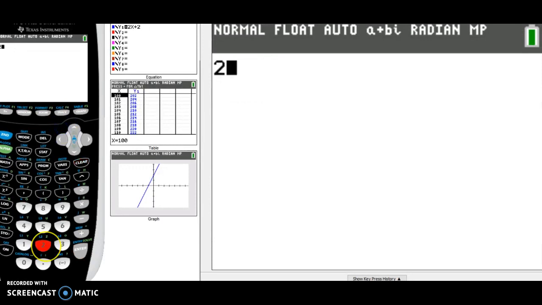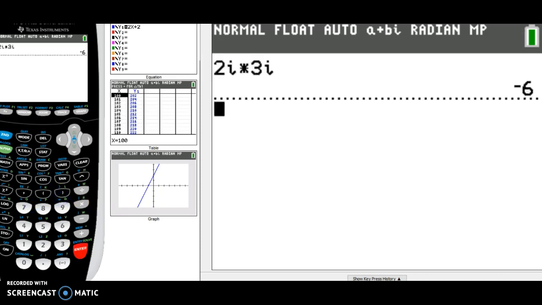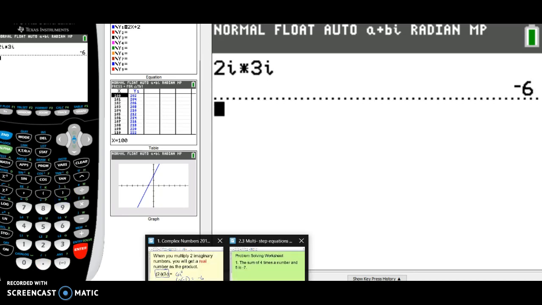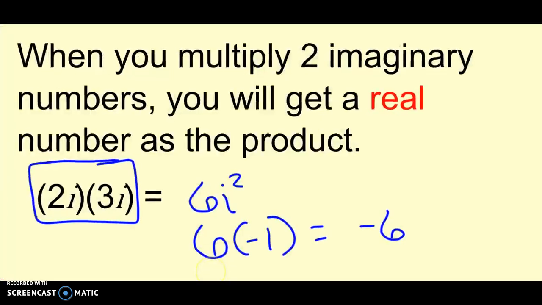I'm going to do 2 and then my second decimal times 3 second decimal. So I've got 2i times 3i. Should get -6. There it goes. All right, so let's go back and see what else we've got here.